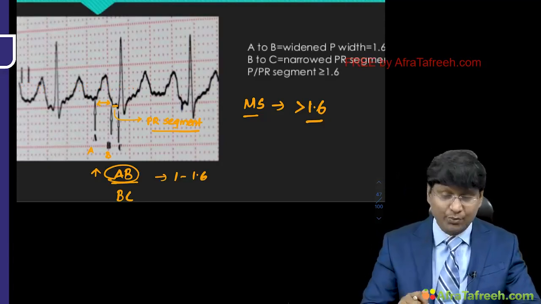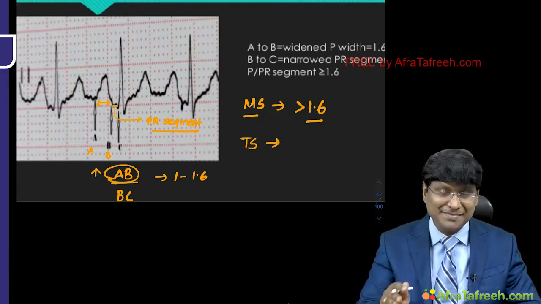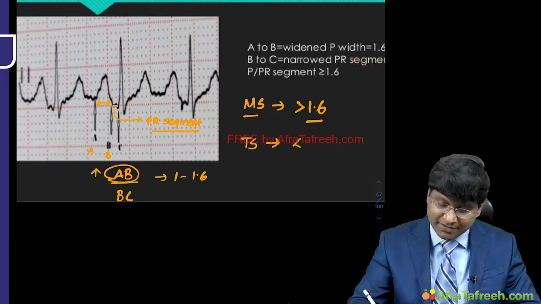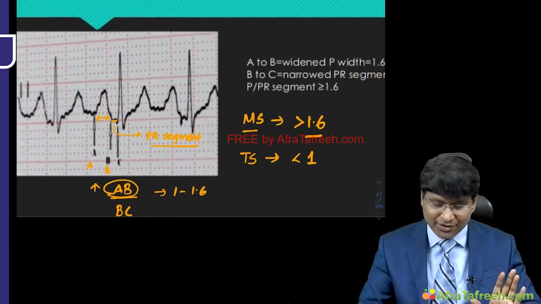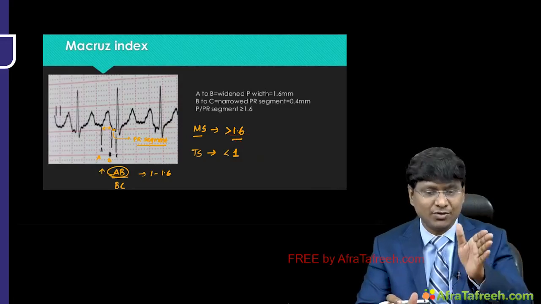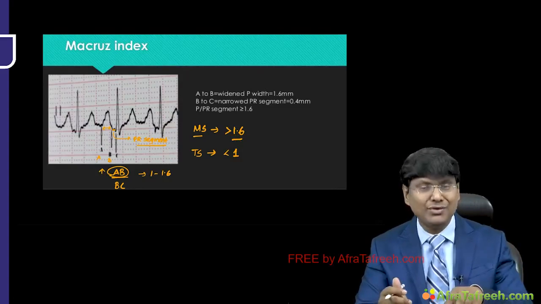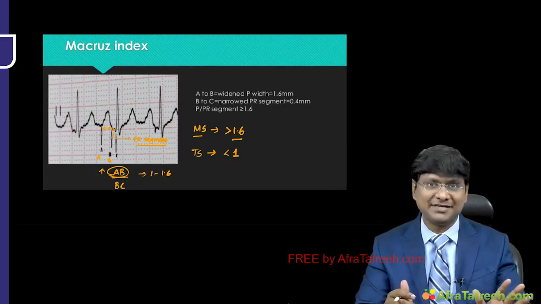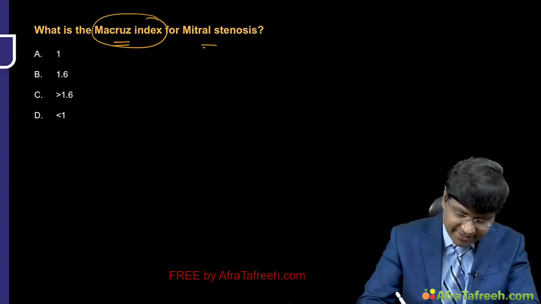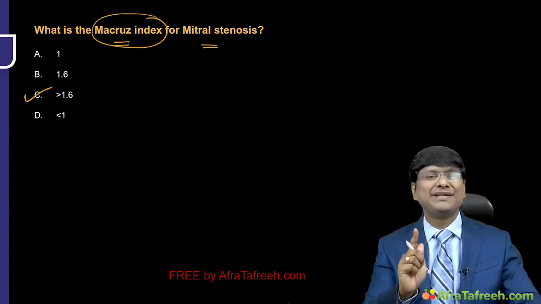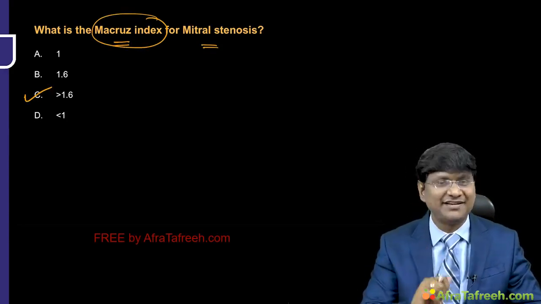Okay. Whereas in patients with tricuspid stenosis, where you have the P pulmonale, the value of the Macrous index will be less than 1. So that is about your Macrous index. Morris index tells you about the depth of the P terminal force as well as the duration of the P terminal force. Macrous index tells you about the P by PR segment. So if you see this question back again, what is the Macrous index for mitral stenosis? That will be more than 1.6. So this is how you need to make out the left atrial abnormality.